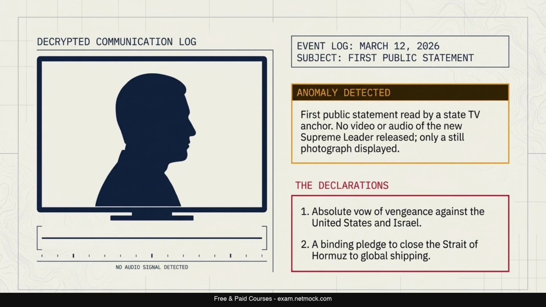On 12 March 2026, the first public statement came with a critical anomaly. It was read by a state TV anchor. No video or audio of Mojtaba was released, only a photograph. The declarations were explosive, an absolute vow of vengeance against the United States and Israel, and a binding pledge to close the Strait of Hormuz to global shipping.